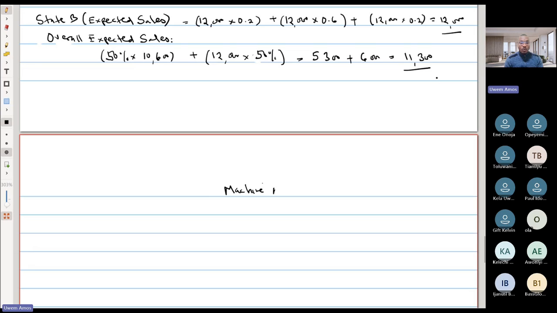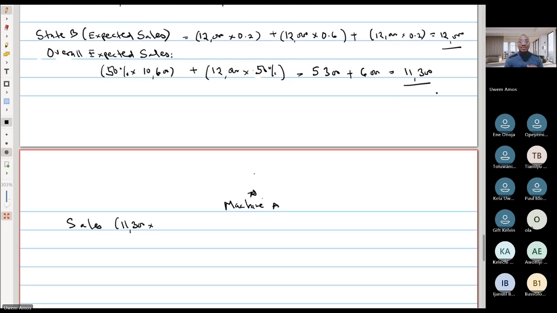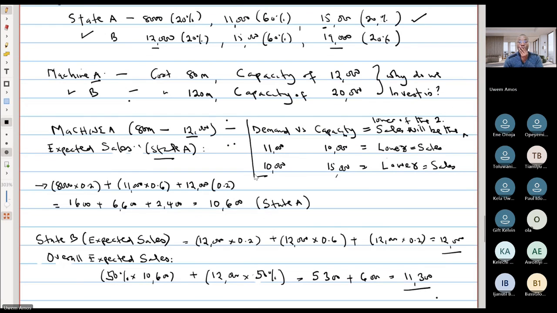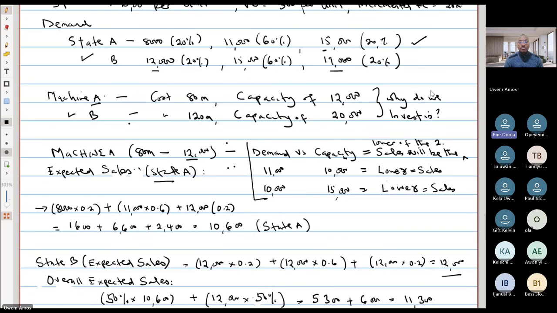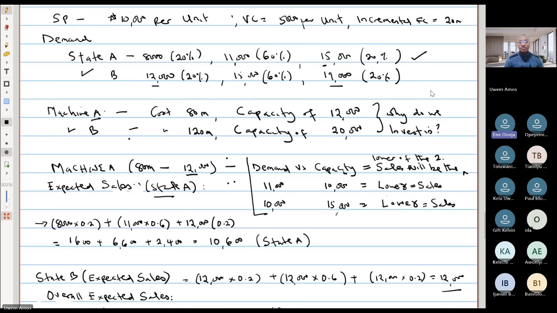Machine A, we're going to have a sales of 11. Okay, you want to ask a question? Yes, sir. Okay, please go ahead. I'm seeing that for B, the capacity is 20, and then the demand is 19.